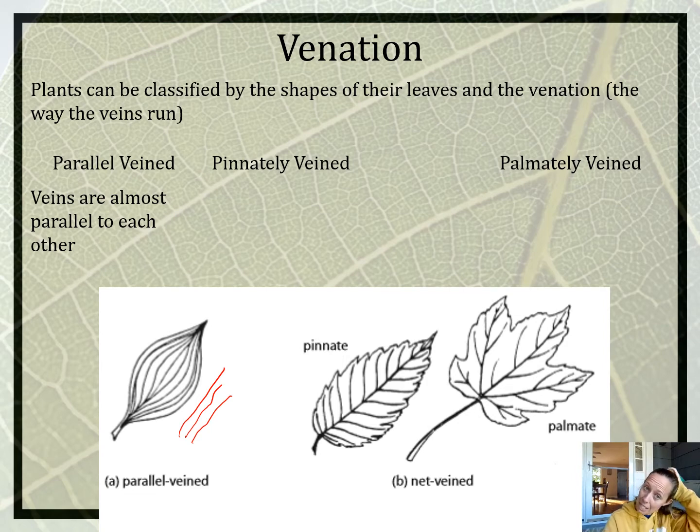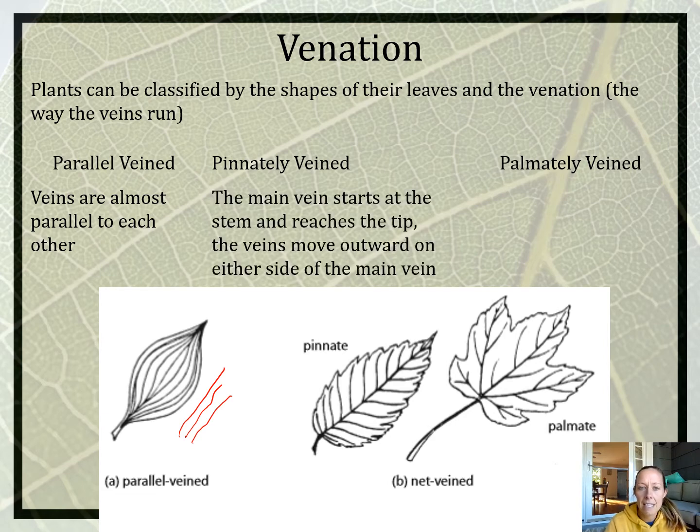The next type is pinnately veined. So pinnate is going to be when you have the main vein. So this is like the typical way people draw a leaf, right? You draw your leaf, you draw your line in the middle, and then you draw these veins that come off of it like that. All right, so that's pinnate. When you have a main vein that goes from the stem all the way to the edge, and then you have the veins that go out the sides of it.